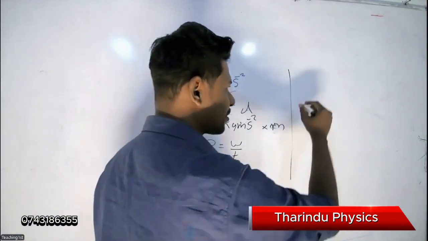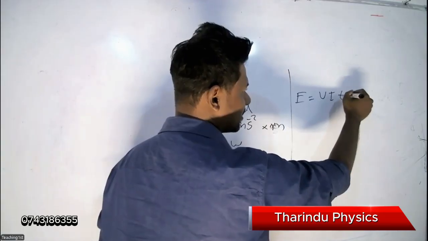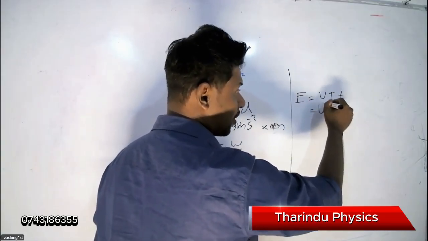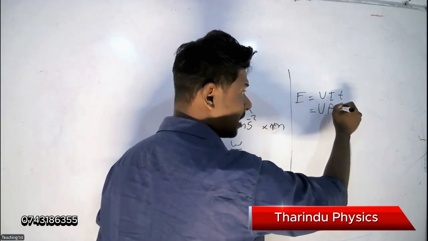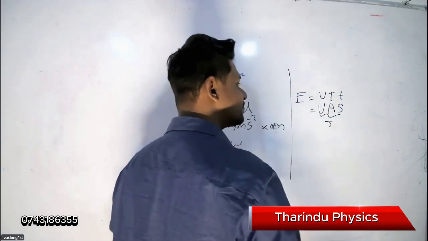VAS. Can you remember energy is equal to VIT? So let's substitute the units. V is in volts, I is in amperes, and time in seconds. VAS is also energy, so it is joule.